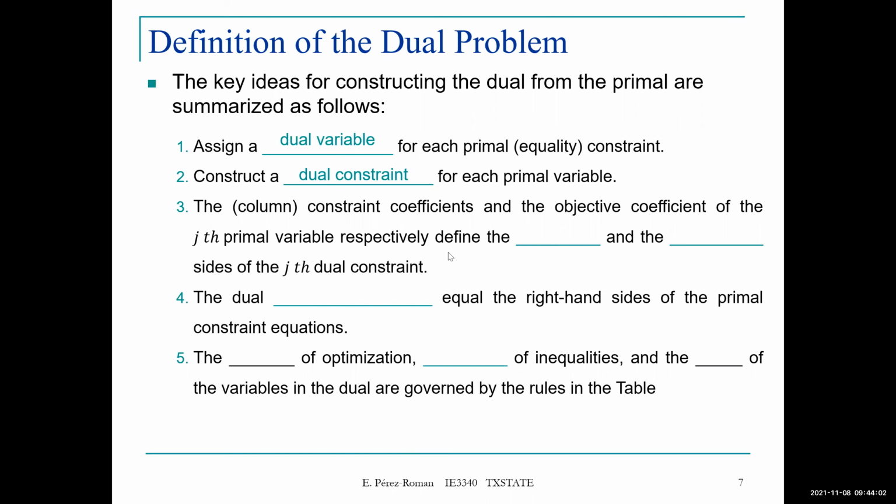The column constraint coefficients and the objective coefficient of the j-th primal variable respectively define the left-hand and the right-hand side of the j-th dual constraint. The dual objective coefficients equal the right-hand side of the primal constraint equations, and the sense of optimization, direction of inequalities, and the sign of the variables in the dual are governed by the rules in the next table.